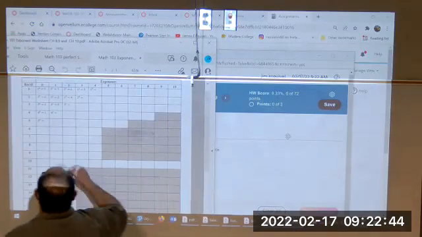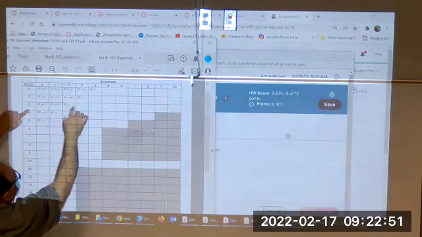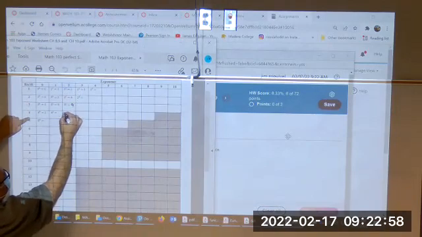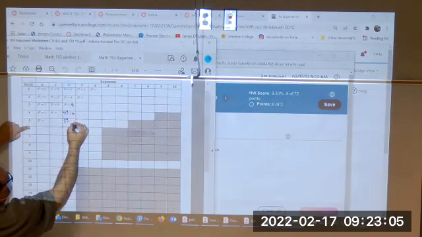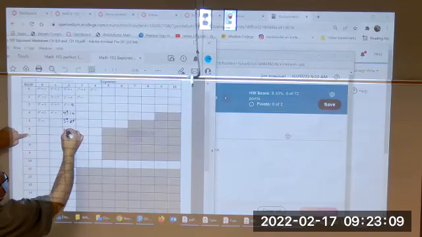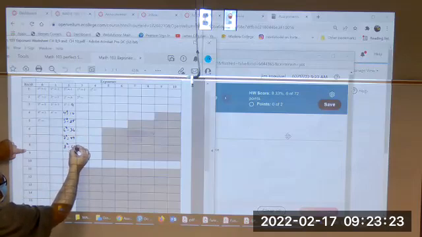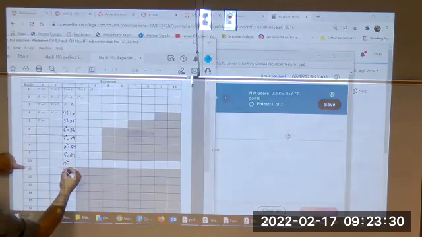So in the column with the 2, 1 squared, 1 times 1 is 1. 2 squared, 2 times 2 is 4. 3 squared, 3 times 3, 9. 4 squared, 4 times 4, 16. 5 squared, 25. 6 to the second, 36. 7 to the second, 49. 8 to the second, 64. 9 squared, 81. 10 squared, 100. 10 times 10 is 100.